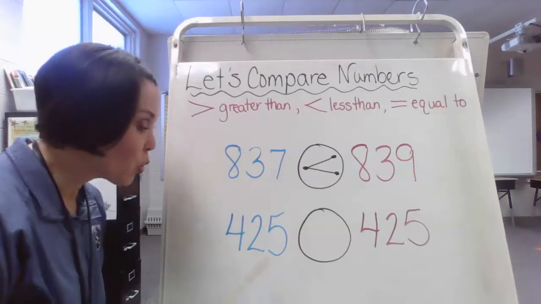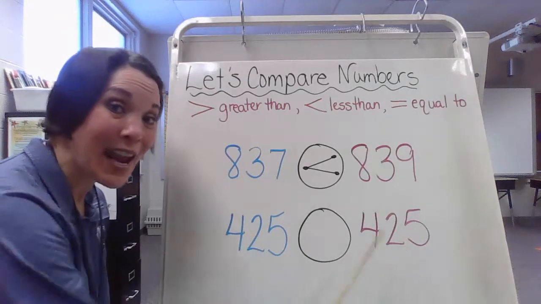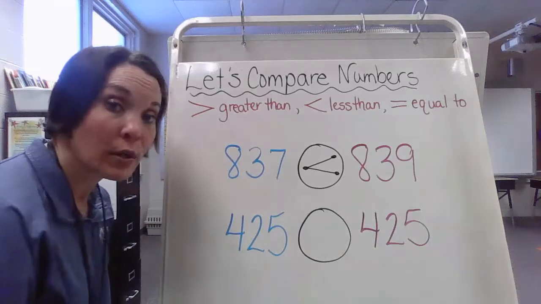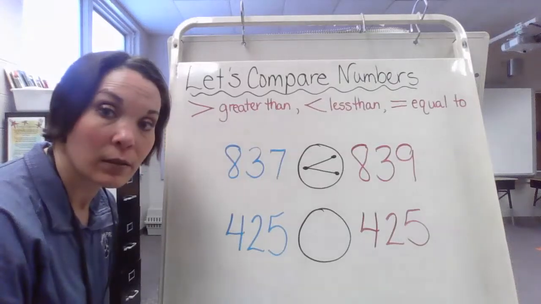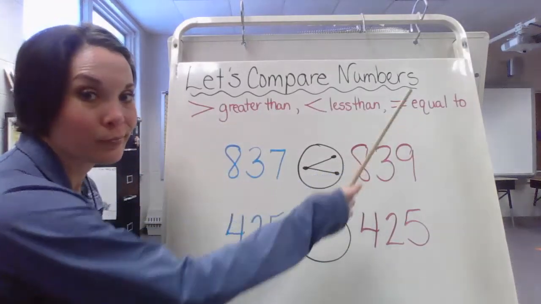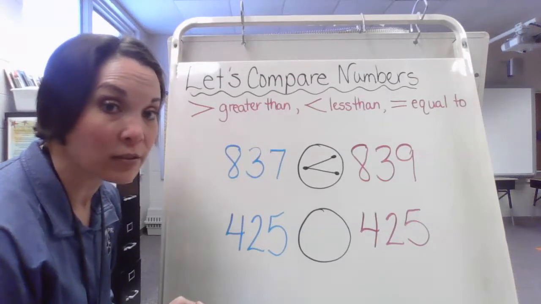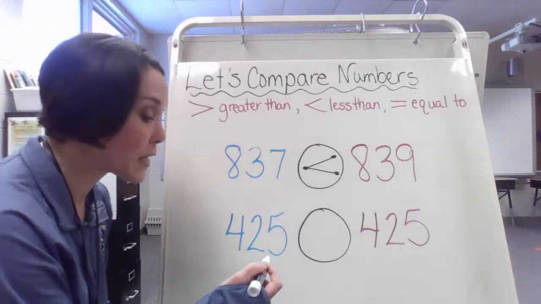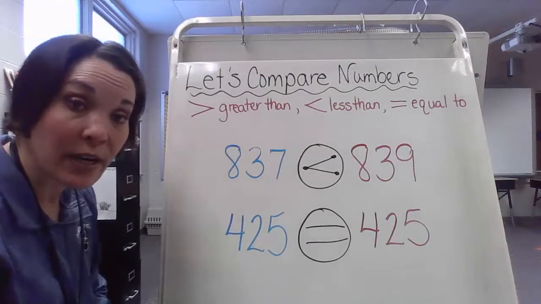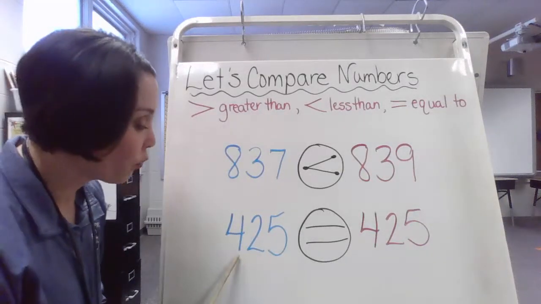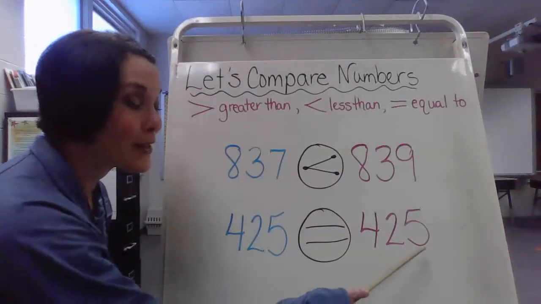They're exactly the same. When we're looking at 2 numbers that are exactly the same in place value and in value, what does that mean? They're exactly equal. I don't have to worry about any dots here because one is not greater versus less. We have exactly the same. We have equal. So how would I read this? 425 is equal to 425.